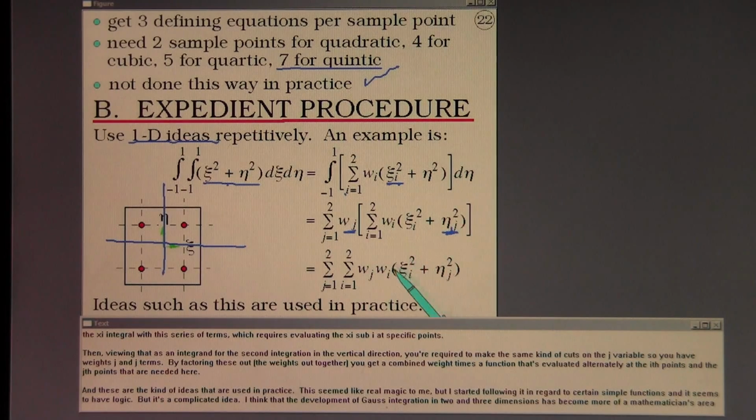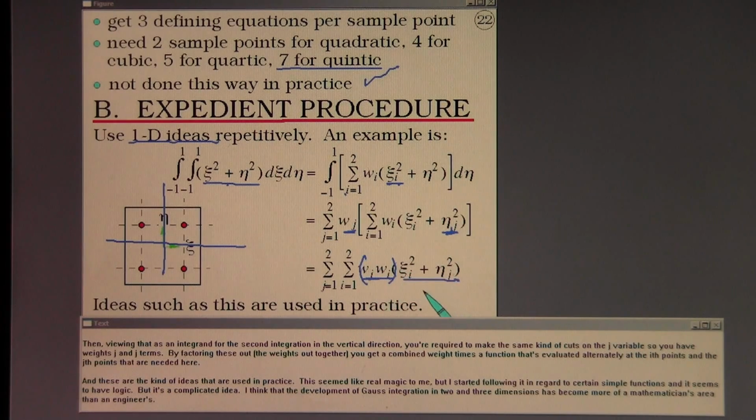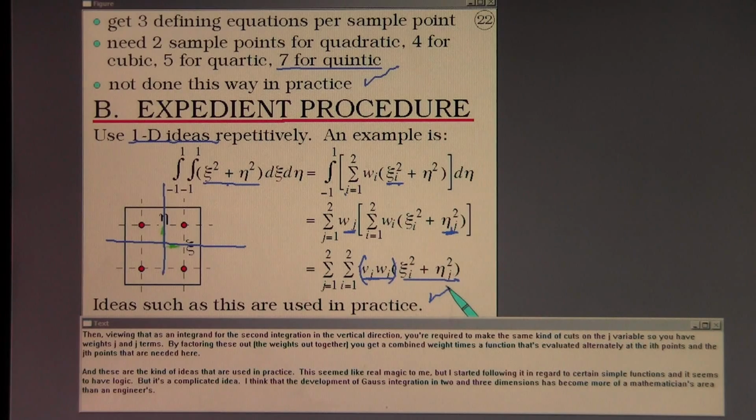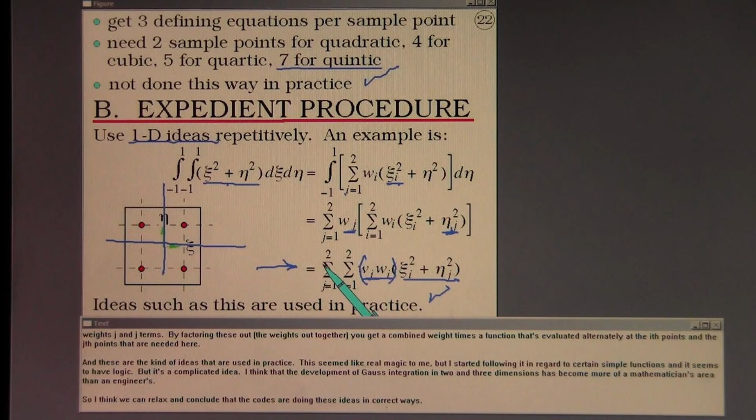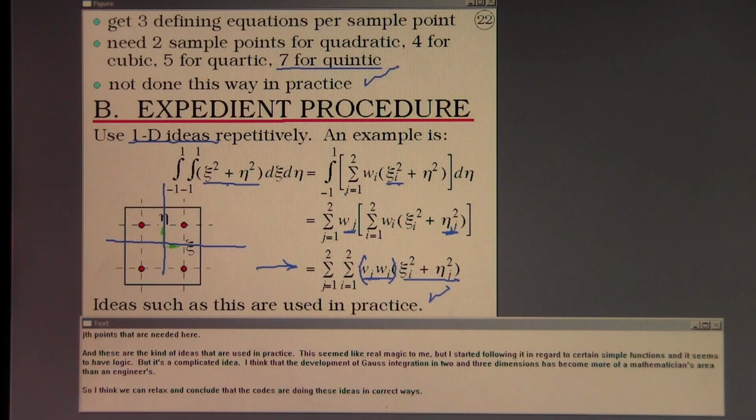By factoring these out together, the weights out together, you get a combined weight times a function that's evaluated alternately at the ith points and the jth points and so on that are needed here. And these are the kind of ideas that are used in practice. This seemed like real magic to me, but I started following it in regard to certain simple functions, and it seems to have logic. But it's a complicated idea. I think that the development of Gauss integration in 2 and 3 dimensions has become more of a mathematician's area than an engineer. So I think we can relax and conclude that the codes are doing these ideas in correct ways.